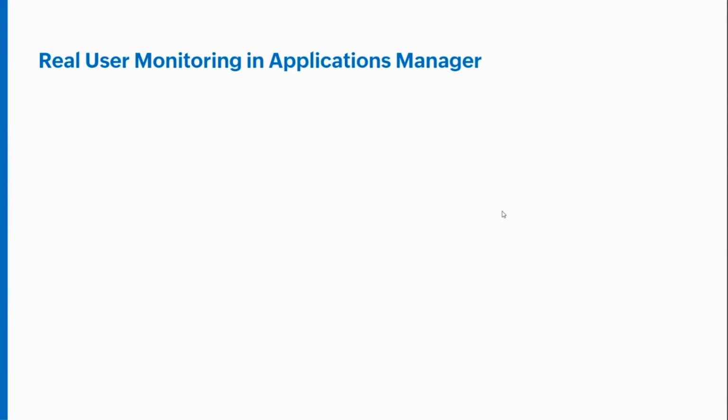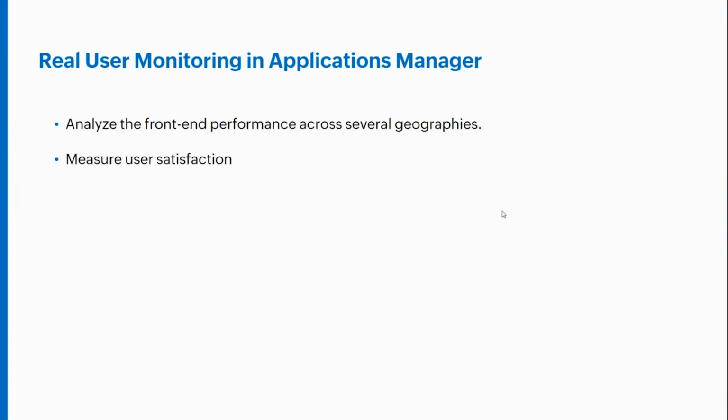So how can you perform real user monitoring in Applications Manager? You can analyze the front-end performance across various geographies. Proactively analyze how the front-end performance of the websites varies across the various geographies, ISPs, browsers, and devices to ensure a hassle-free digital experience to your end users. You can become aware of the user satisfaction levels using Apdex scores. You will be able to isolate web transactions that contribute to poor user experiences of the applications.